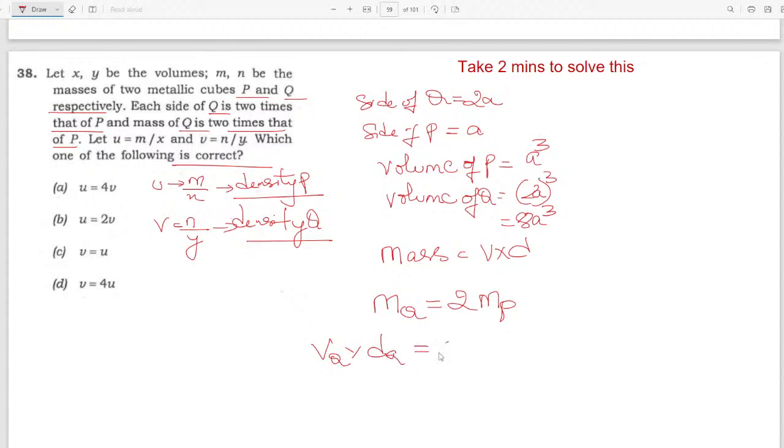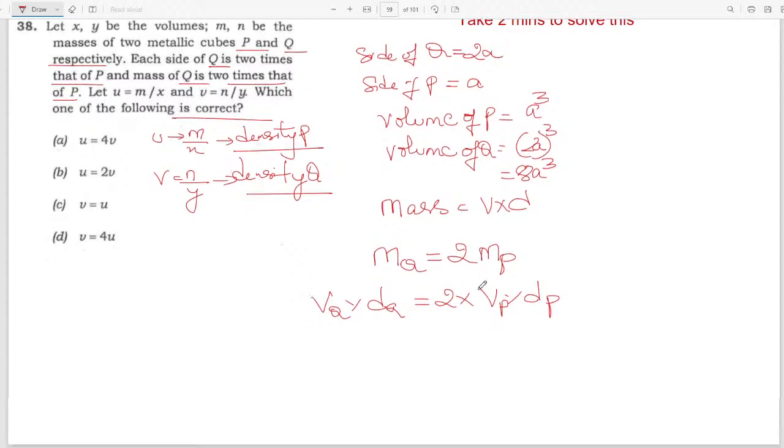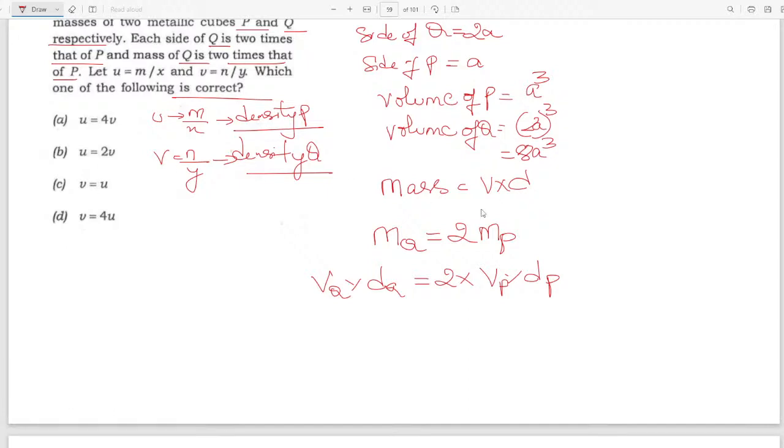This is equal to 2 into mass of P, which is volume of P into density of P. Now I'll substitute the value here. Volume of Q is 8A cube into density of Q is V. This is equal to 2 into volume of P is A cube and density of P is U.